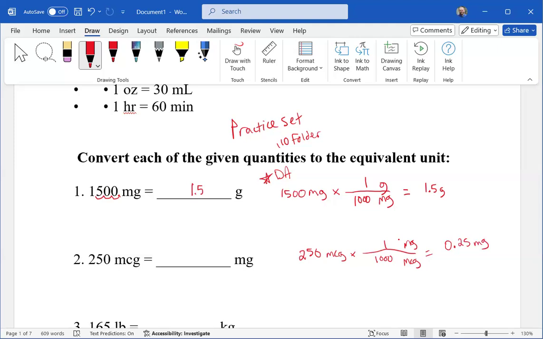Now, I will say this. That is your answer. Do not round that number to 0.3. Don't round it to 0. Just leave it as is. That is your answer, 0.25. When you're doing these basic metric to metric conversions, you do not round your answers. Leave them as they are.